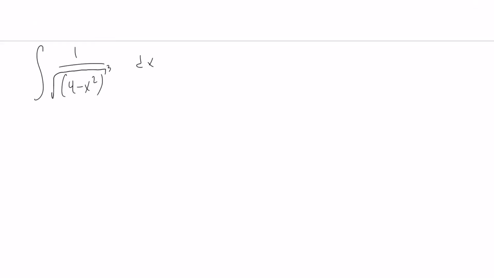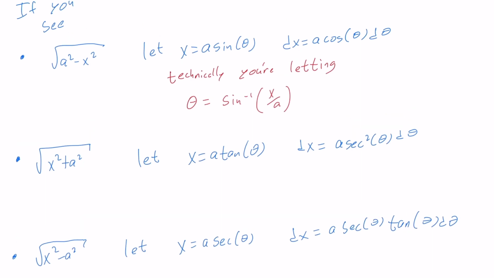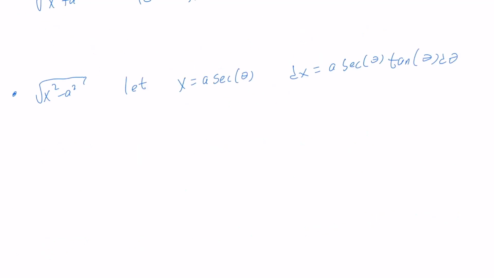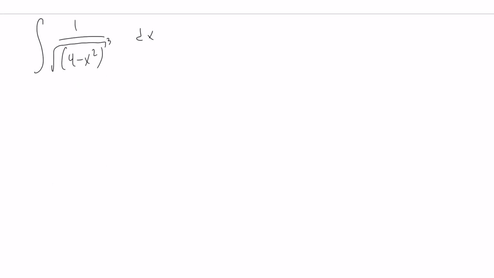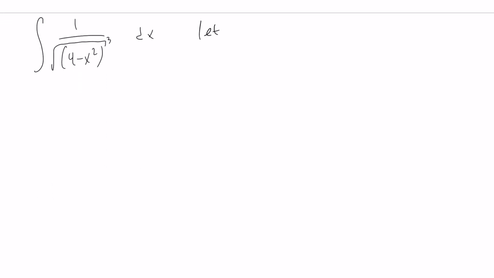What does this look like in our rules of thumb? So remember, we have 4 minus x squared. And yeah, it looks something like this. Okay, so 4 minus x squared looks like a squared minus x squared. So we should try and let x equal square root of 4 times sine of theta. Or I guess more specifically, 2 sine theta. We should let x be 2 sine theta. Then dx is 2 cosine theta d theta. And let's see what we get.